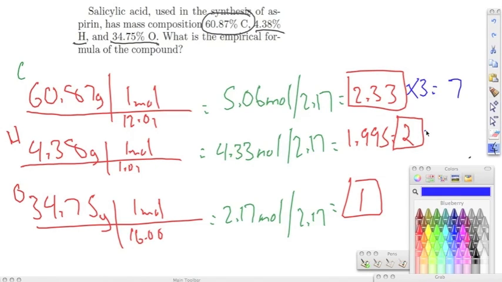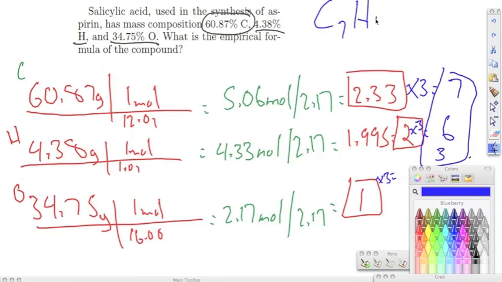We multiply 2 by 3, and we get 6. And we multiply 1 by 3, and we get 3. These are the whole numbers that we're going to use. So it's going to be C7H6O3, and that is going to be our empirical formula.